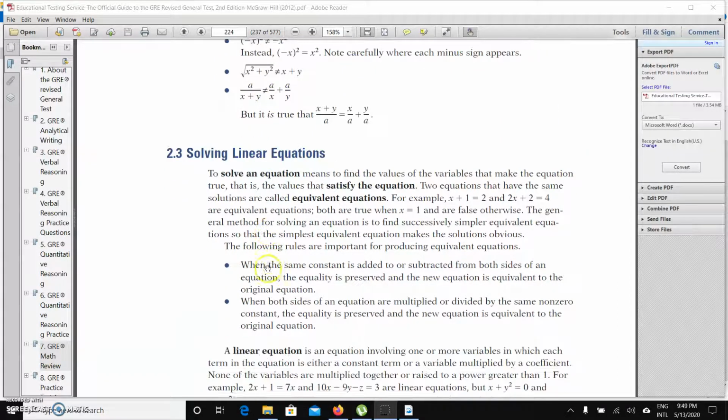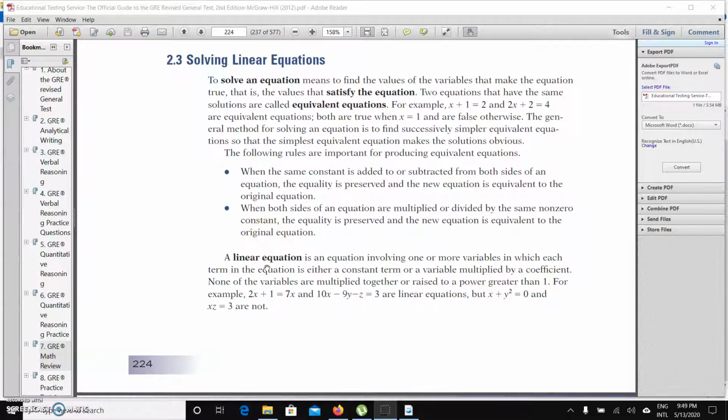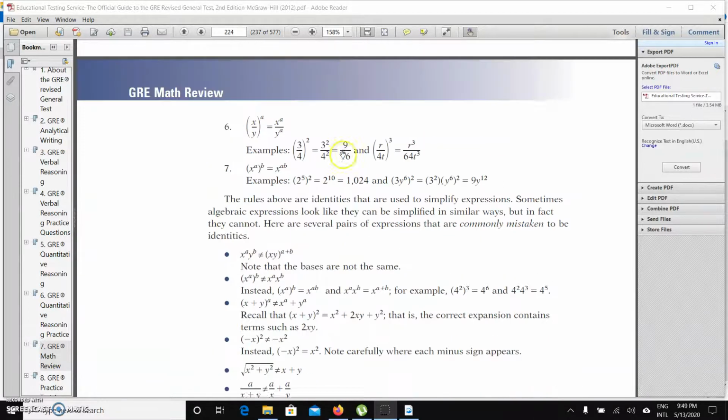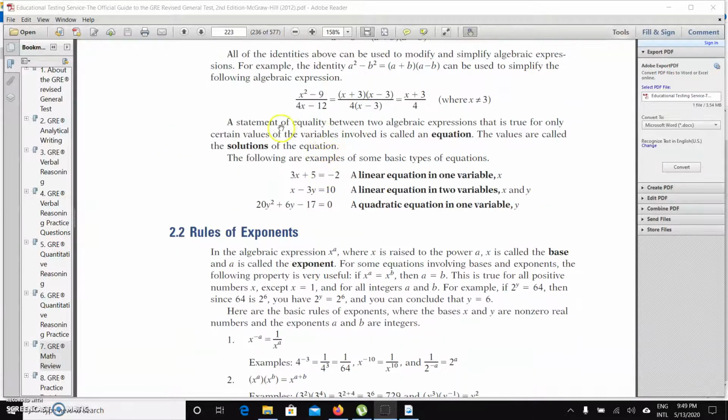Let me talk about solving linear equations. Now, a linear equation, like I talked about, is an equation in which all the variables have the power 1, like what I talked about earlier. This is a linear equation. So this is a single variable, this is a double variable.